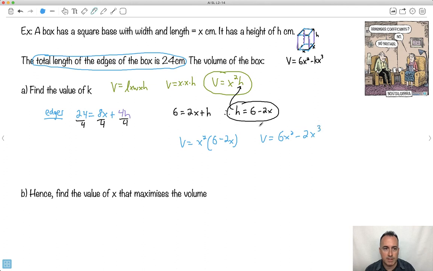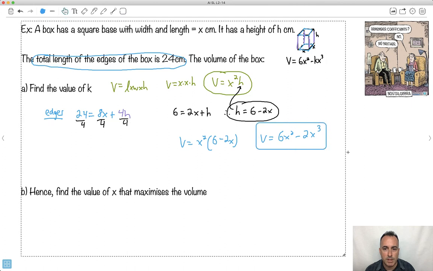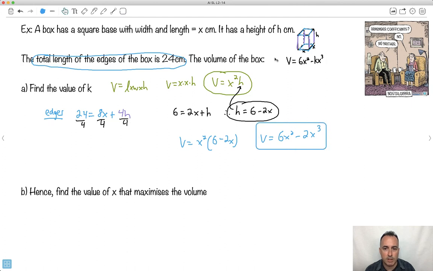So do you notice then what I've got here? I've got this equation right here. Let me just put in a nice little square like this. This is actually my equation for the volume. And they wanted me to say, hey, what's k? Do you notice they said, look, it goes 6x squared minus kx cubed. Then it looks like k must be 2.